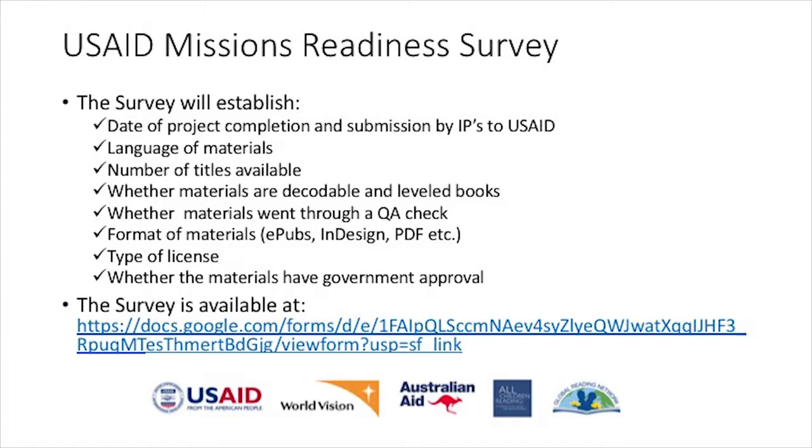It will collect basic information like date of project completion and submission by IPs to USAID or to the missions, language of materials, number of titles available, in this case decodable and labeled, whether materials are decodable and labeled or labeled books, and whether materials went through a quality assurance check. It will also establish format of materials, whether in EPUB, InDesign, or PDF format. But our interest is EPUBs, and we will also be happy to get InDesigns.